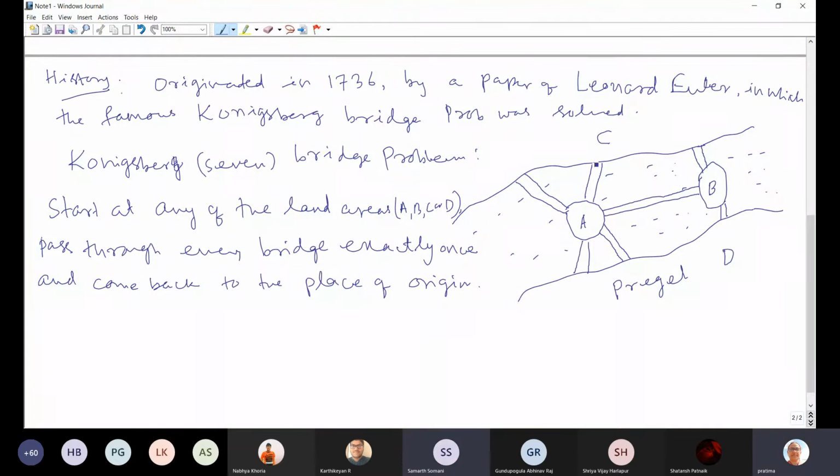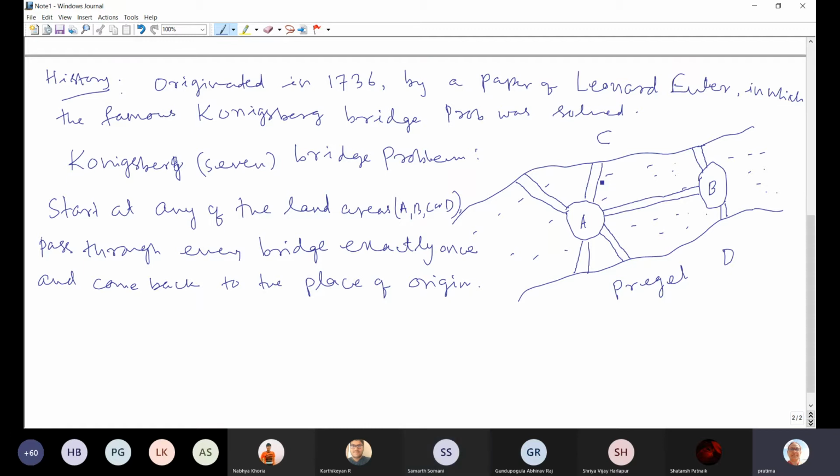Drop one of them also. Island B, we still have 3 bridges connecting Island B, so still it won't be possible. Actually, the answer is anyway, it is not possible.